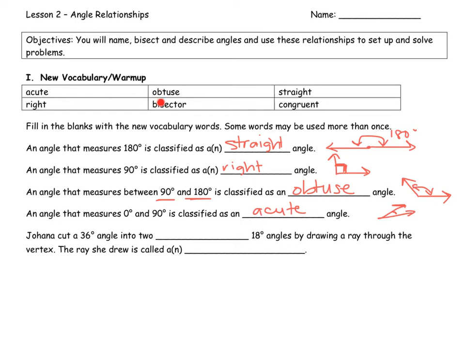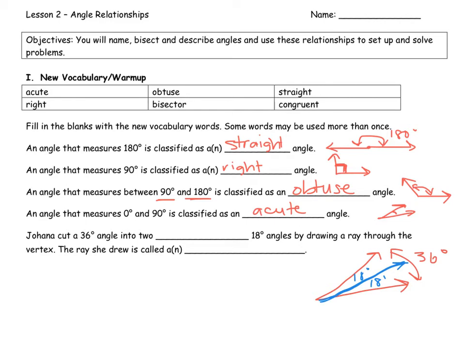The next word we're going to talk about is the word bisector, and we will review what congruent means in the context of angles. So we have Johanna cut a 36-degree angle into two 18-degree angles. I'm just going to draw myself a little sketch here. A 36-degree angle, approximately. I'm just sketching it so I can say that's 36 degrees. And it says that Johanna cut it into two 18-degree angles. So I'm going to cut it right through the middle here. And then I have an 18-degree angle here and an 18-degree angle here.